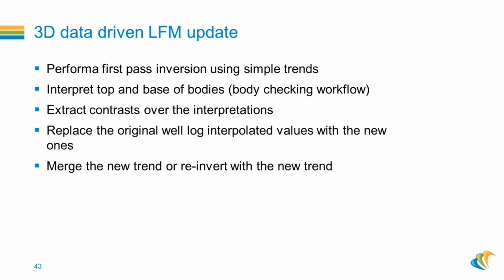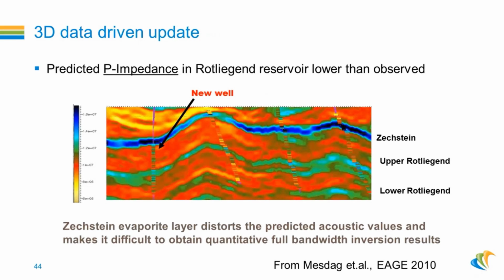The next example is a 3D data-driven low frequency model update. First perform a first pass inversion, we're using a simple trend, interpret the top and the base of the bodies, so this is an interpretation. You extract the contrasts over the interpretations, replace the original well log interpolated values with the new ones, and merge in the new trend or re-invert. This is an example published in the EAGE in 2010.